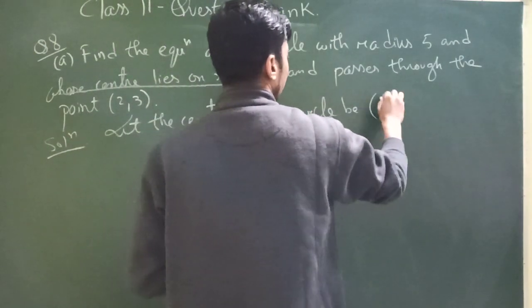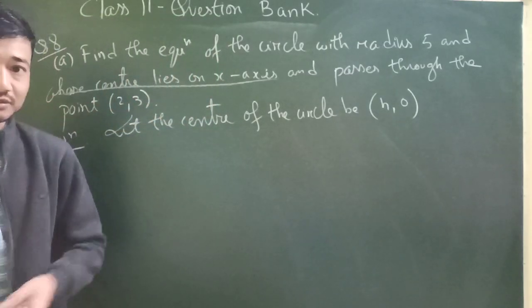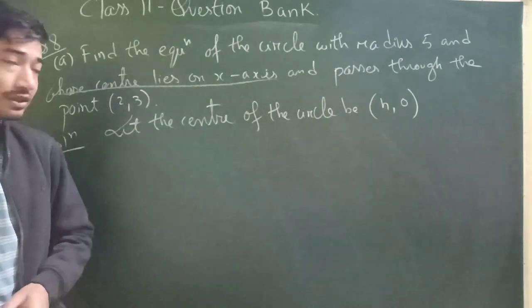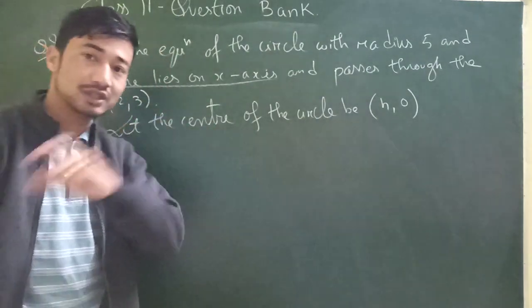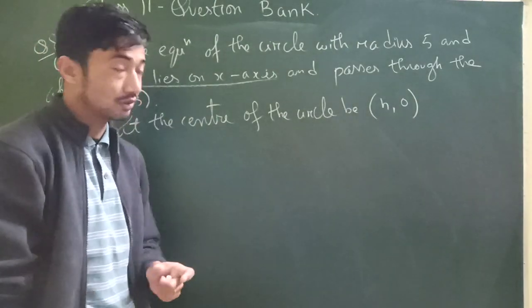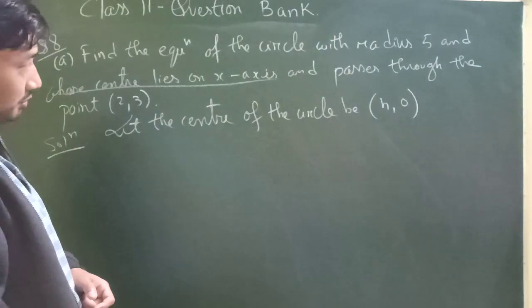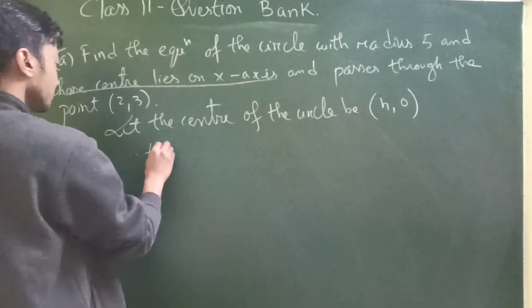circle be h, 0. For those who are watching this video for the first time, things might seem to be a bit odd, but as I say, this is a continuation of the live classes that we have been conducting on the question bank. So you can just go back and check out those videos also. So let the center of the circle be h, 0 since it lies on the x-axis.